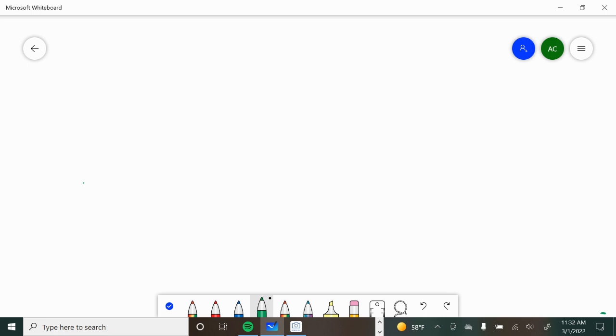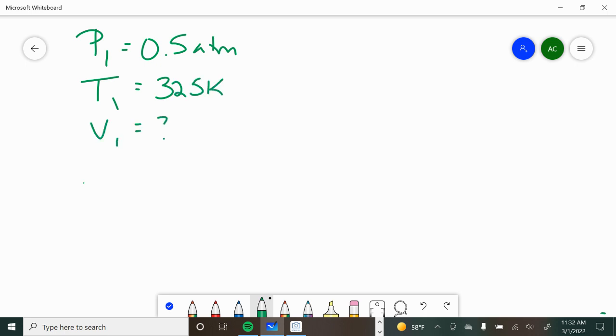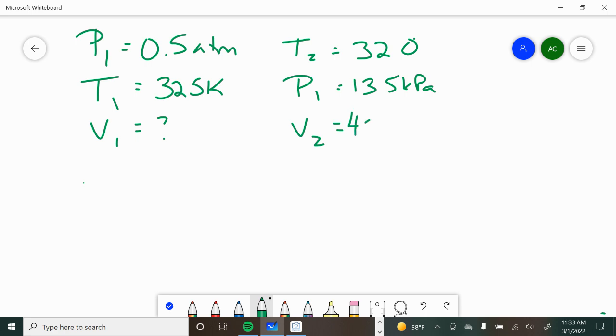So I have an initial pressure, P1, of 0.5 atmospheres. T1, the initial temperature, is 325. V1, I don't know. They didn't tell me. But then they said they changed the temperature, so that's T2, to 320. And they changed the pressure to 135 kilopascals. And the volume changed to 48 liters.